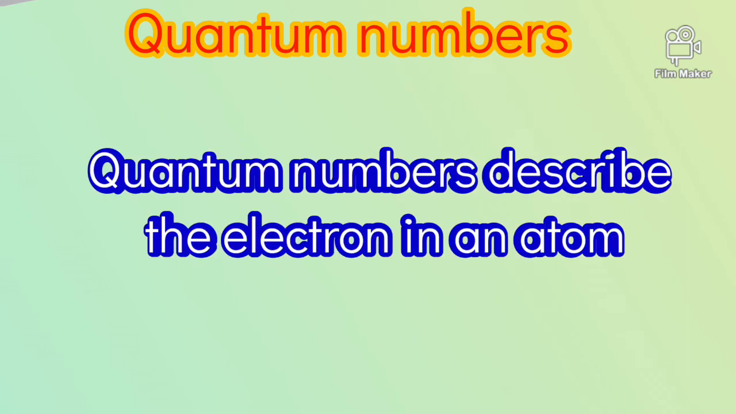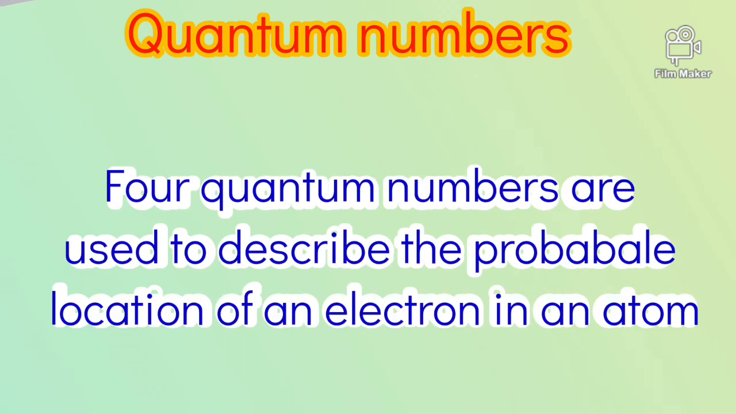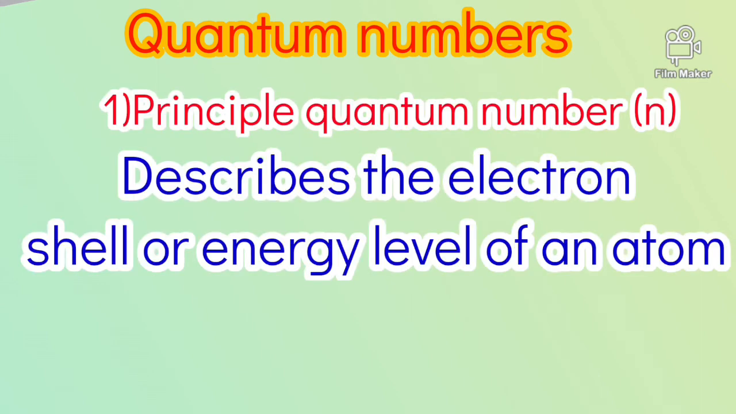What are the quantum numbers? Actually, quantum numbers describe the electrons in an atom. We are using 4 quantum numbers to describe the probable location of an electron in an atom. There are 4 quantum numbers. First one is the principal quantum number. The principal quantum number describes the electron shell or energy level of an atom.